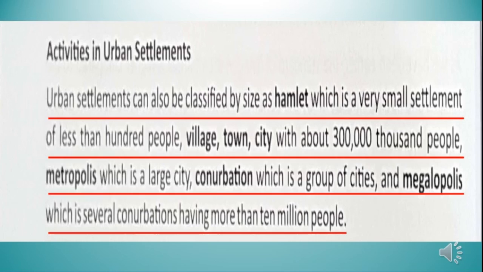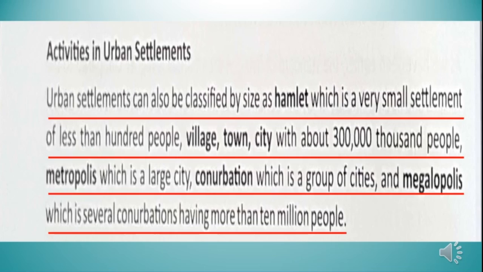Moving on to our next paragraph, urban settlements can also be classified by size as hamlet, which is a very small settlement of less than 100 people. Please underline these lines. The urban settlements can also be categorized by size. The first type is hamlet, which is a small settlement of less than 100 people. A settlement of fewer than 100 people is called a hamlet.